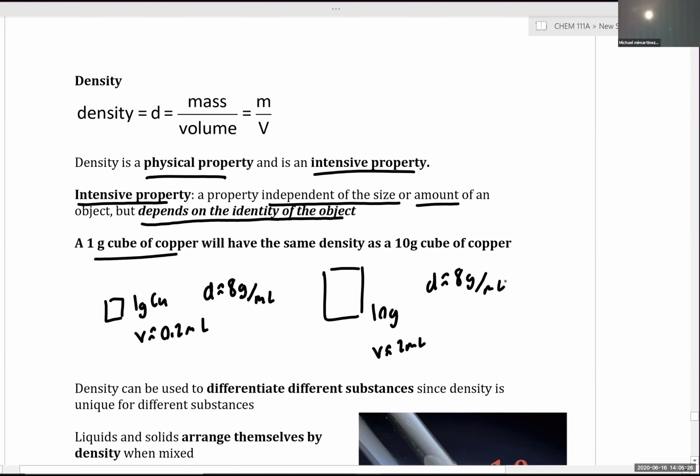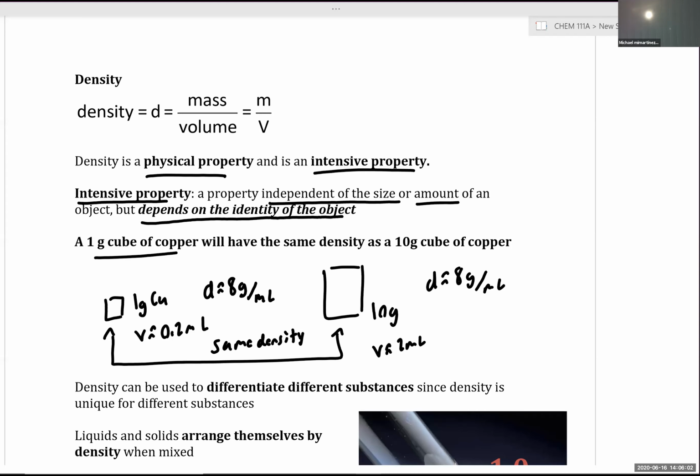If it's pure copper, it will have the same density. That's the key point I want to make here. If it has the same chemical identity, it will, by definition, exhibit the same intensive properties. So copper, no matter how large of a piece of copper you're looking at, if it's pure copper, those two pieces will have the same density. Does that idea make sense to everyone? This is incredibly useful as it allows us to study bulk materials by looking at very small amounts of materials.